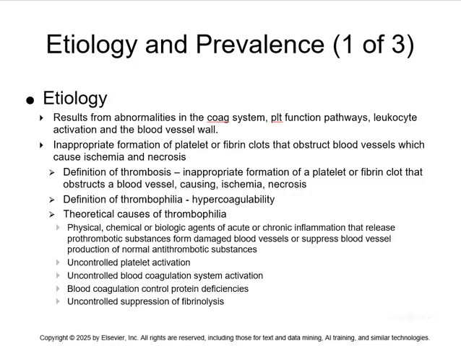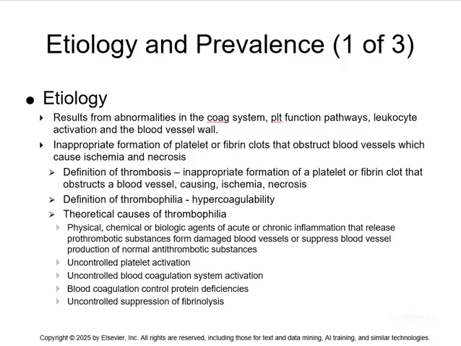Well, there's something wrong with the coagulation system, be it a platelet function pathway, white cells getting inflamed, the vasculature is messed up, something like that. So what's happening is we're having platelets clump or fibrin in there causing clots, and what it does is it blocks the either venous or arterial area.